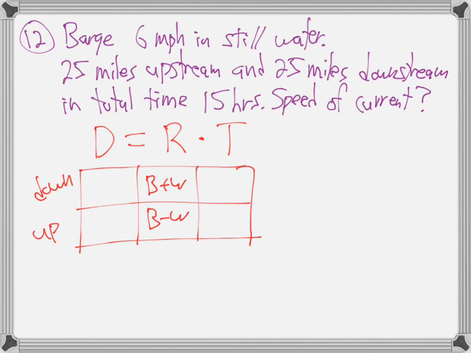Okay, now let's go from here. The barge is 6 miles an hour. 6 miles an hour. Is that a distance, rate, or time? Miles per hour.